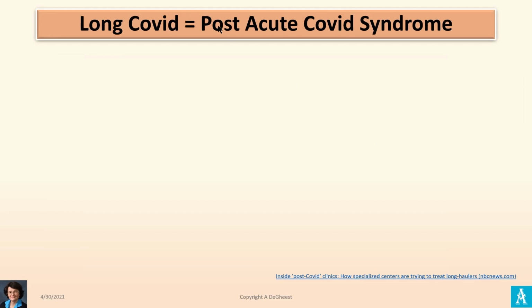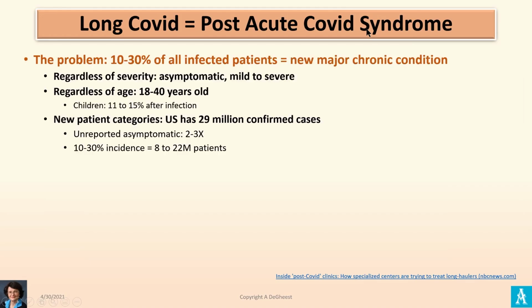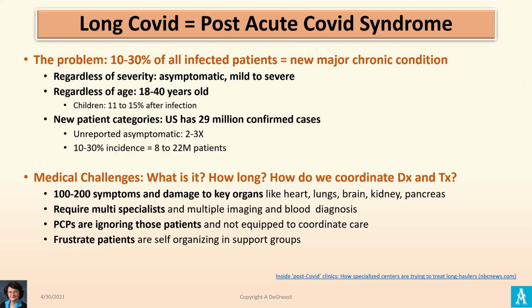But let's talk about the latest name, which is post-acute COVID syndrome, or sequelae is another way people are saying, the PACS. And if you do the math, it could be 8 to 22 million Americans who have been infected, who are fighting long COVID symptoms there. And the US healthcare system is absolutely not equipped to handle that population.